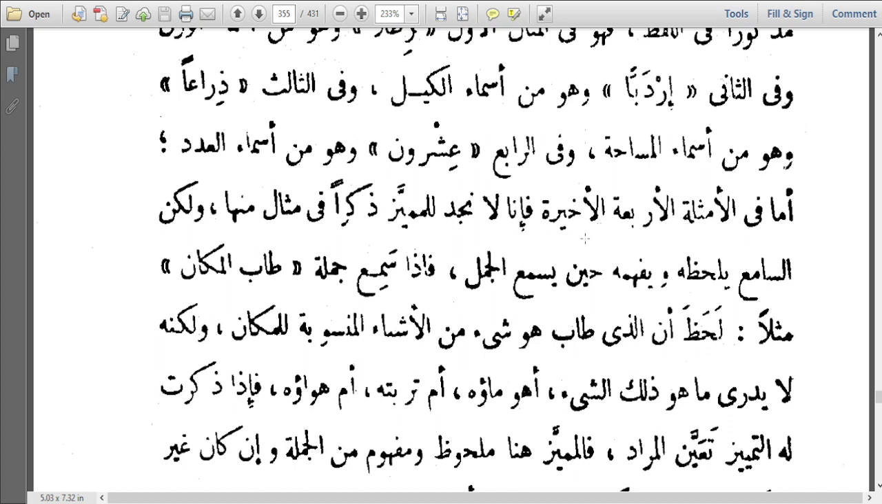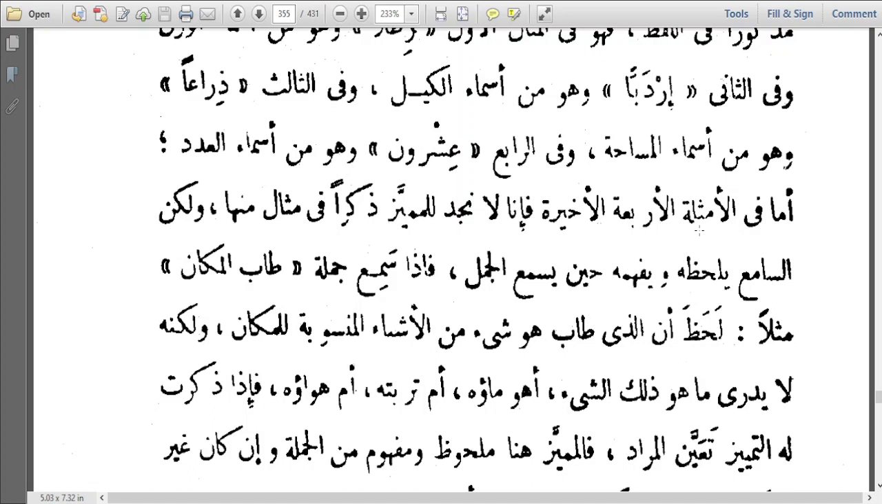أما في الأمثلة الأربعة الأخيرة فإنا لا نجد للمميز ذكرا. As for the last 4, as I explained, we do not find a mention for the mumayyiz. The mumayyiz is not mentioned as a single word in any of the last 4 examples. ولكن السامع يلحظه, but the listener perceives it from the sentence. So when I say طاب المكان, and you say طاب المكان هواء, I perceive that you are clarifying the place and how nice it has become in terms of a particular thing.